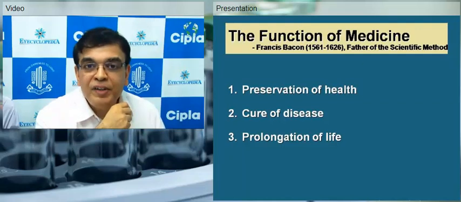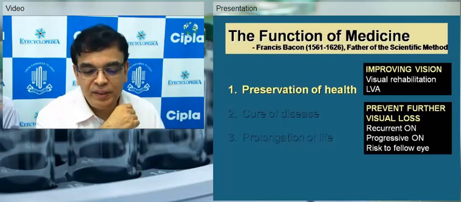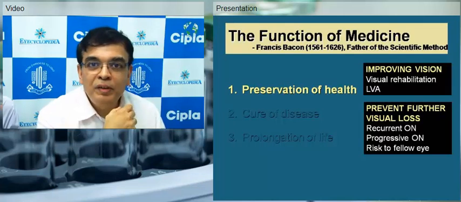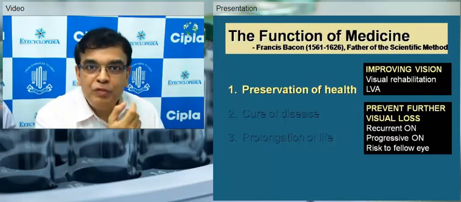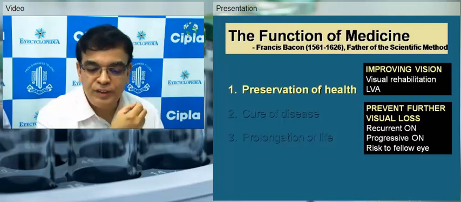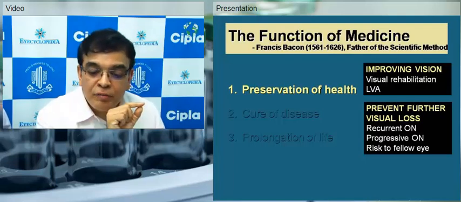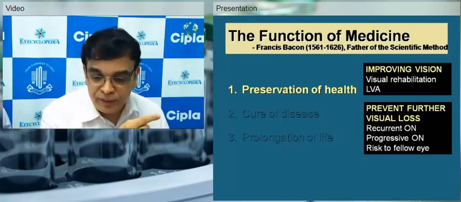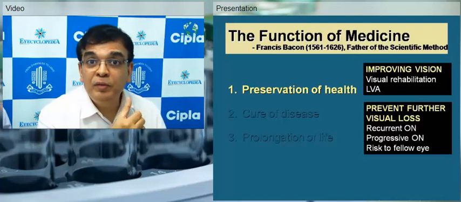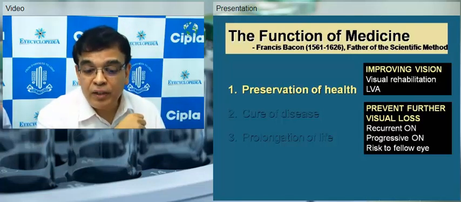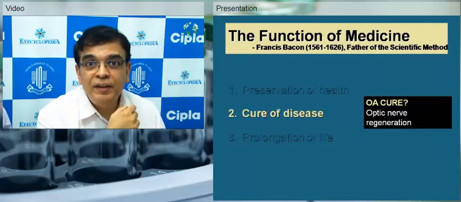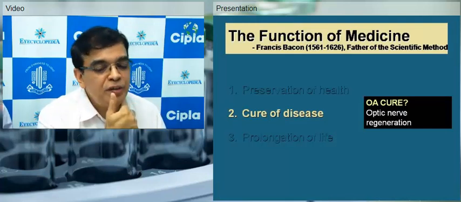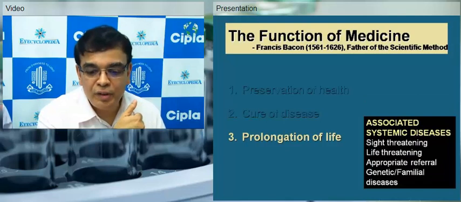So I kind of translated this into this particular situation as, how would we preserve the health of the eye or the optic nerve? Is there any way you can improve the patient's quality of vision? It may be visual rehabilitation, it may be using low vision aids. Importantly, preventing further visual loss. Is it a recurrent optic neuropathy? Can the patient lose some more vision? Is it a progressive optic neuropathy? Will it go down over time? And what is the risk to the fellow eye? These are things that you need to consider and not just throw up your hands because you saw a pale disc. Is there any cure for optic atrophy? Not right now, but there's a lot of work, as you know, going on in optic nerve regeneration.